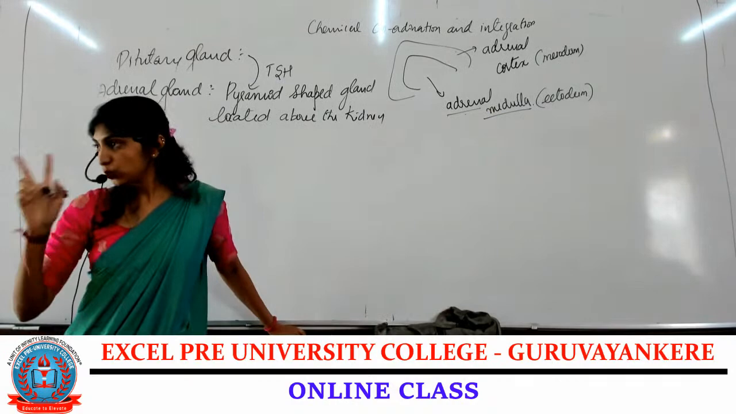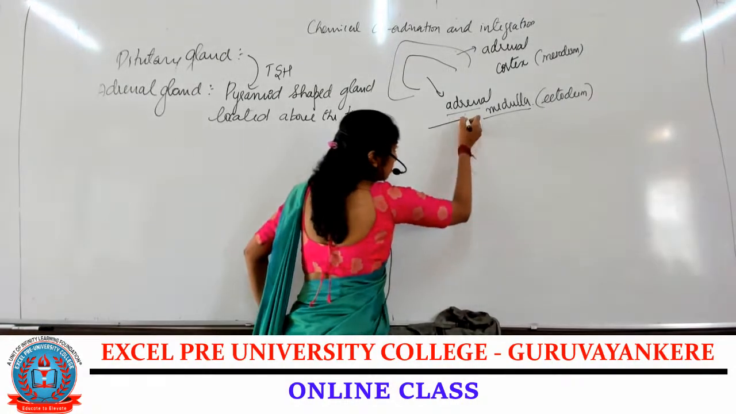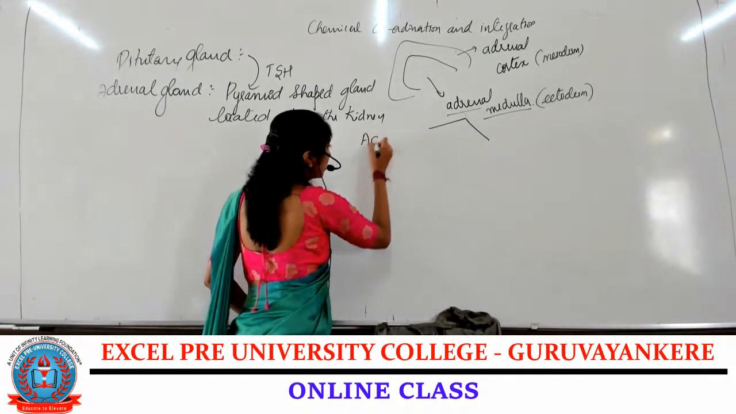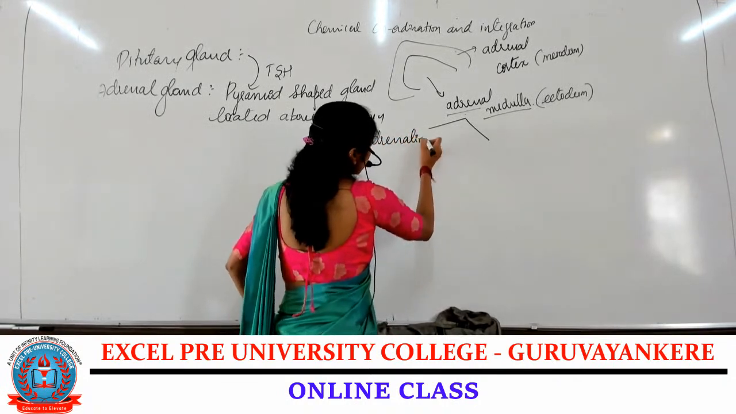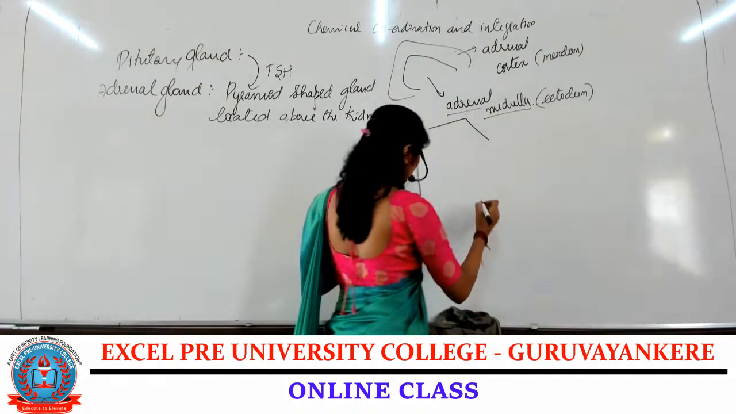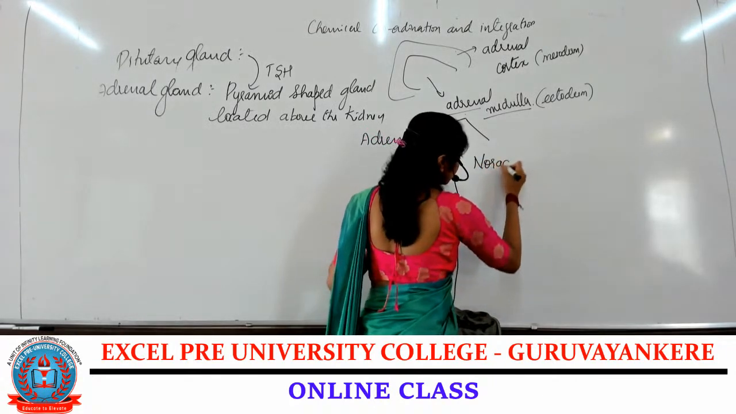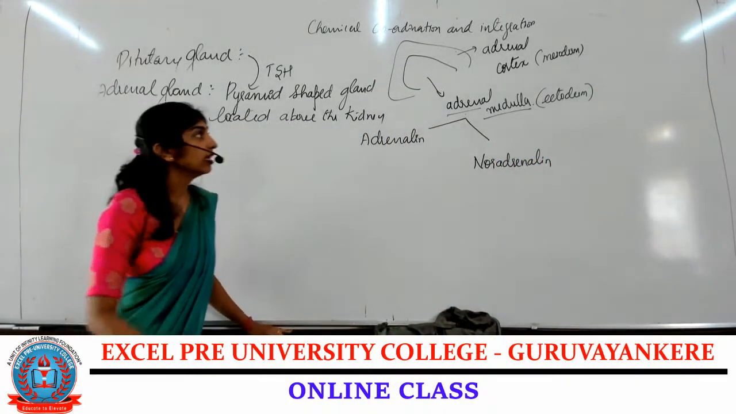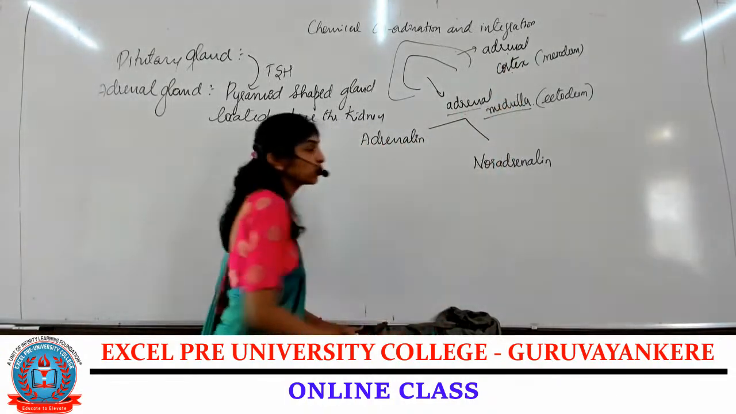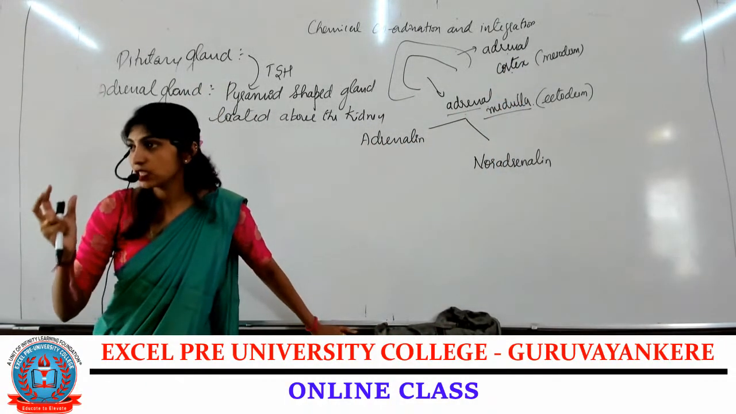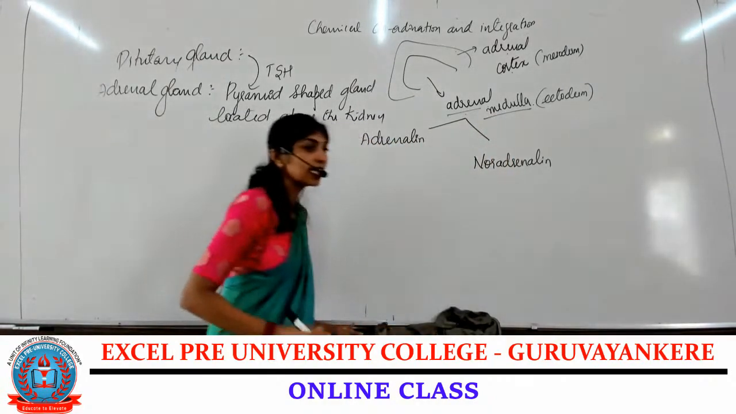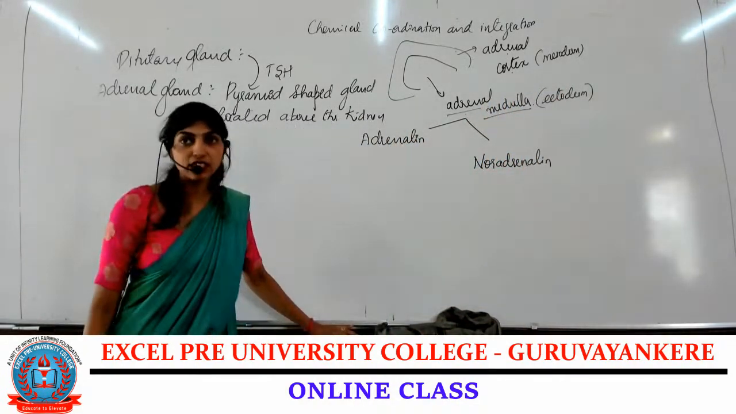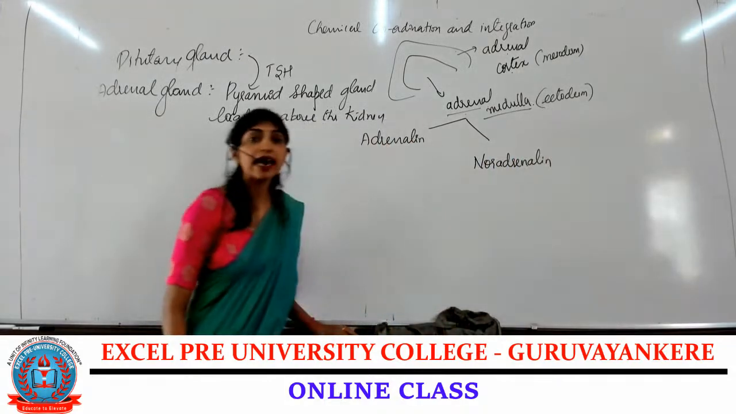It secretes mainly 2 types of hormones. Adrenal medulla secretes mainly 2 types of hormones. They are adrenaline and noradrenaline. Adrenal gland is mainly divided into two regions. The outer region is called adrenal cortex and the inner region is called adrenal medulla. Adrenal cortex is derived from the mesodermal layer and adrenal medulla is derived from the ectoderm.